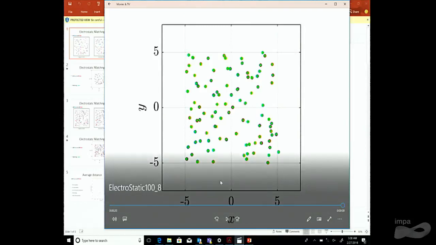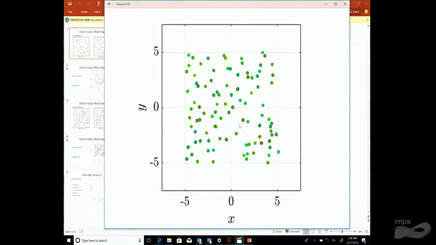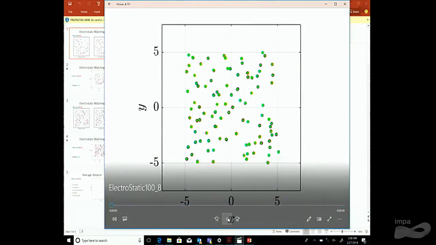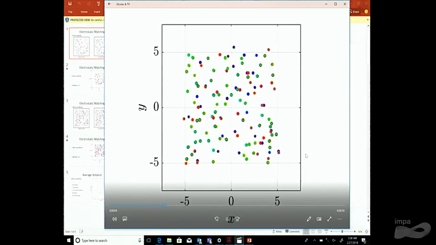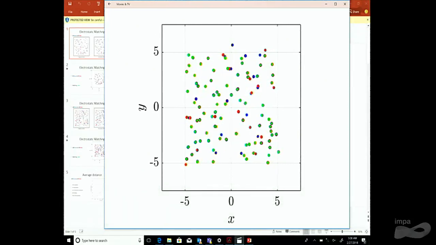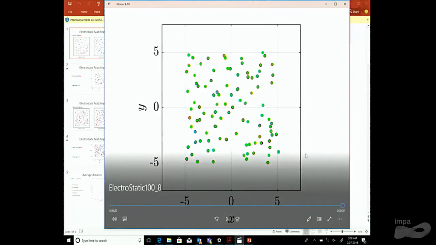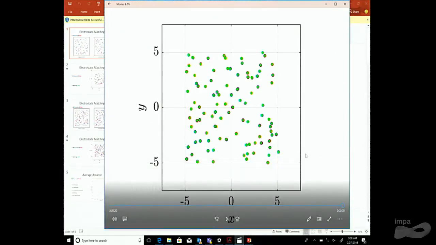So let's see. So we have the blues and reds initially. So green is when the blue and red meet, they become one green particle. Note that when the blue and red meet, their charges cancel. So the point becomes neutral and it stops attracting other points. So eventually we get a matching. And analyzing how far the points travel in this matching is an open problem.